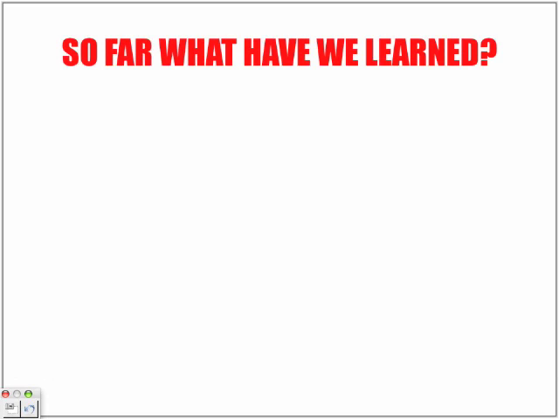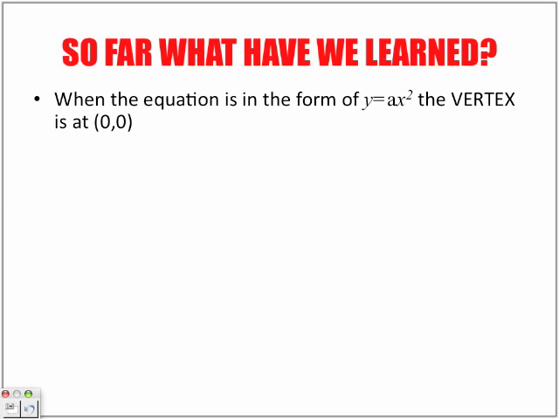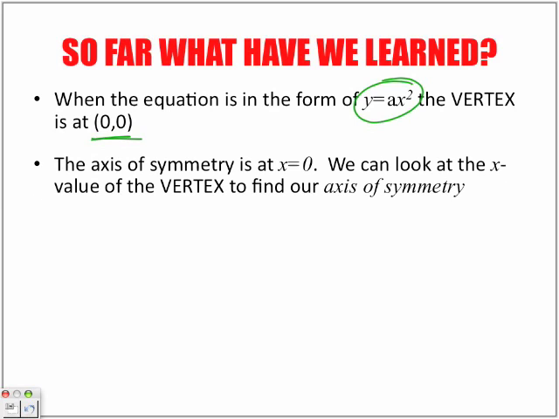So far, what have we learned? When the equation is in the form of y is equal to ax squared, the vertex is always at 0, 0, whenever it's in this form. The vertex, 0, 0. The axis of symmetry is at x is equal to 0. So we can look at the x value of the vertex to find our axis of symmetry. We take this x value as the axis of symmetry.